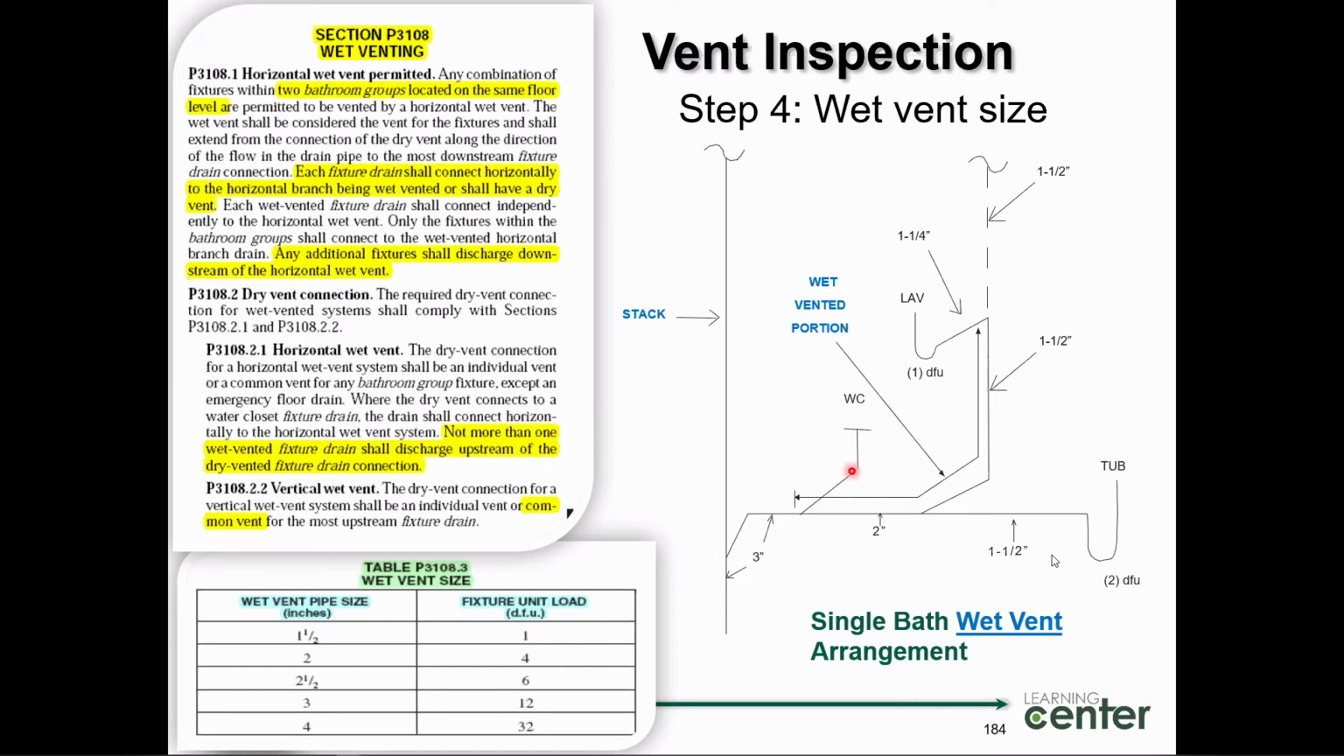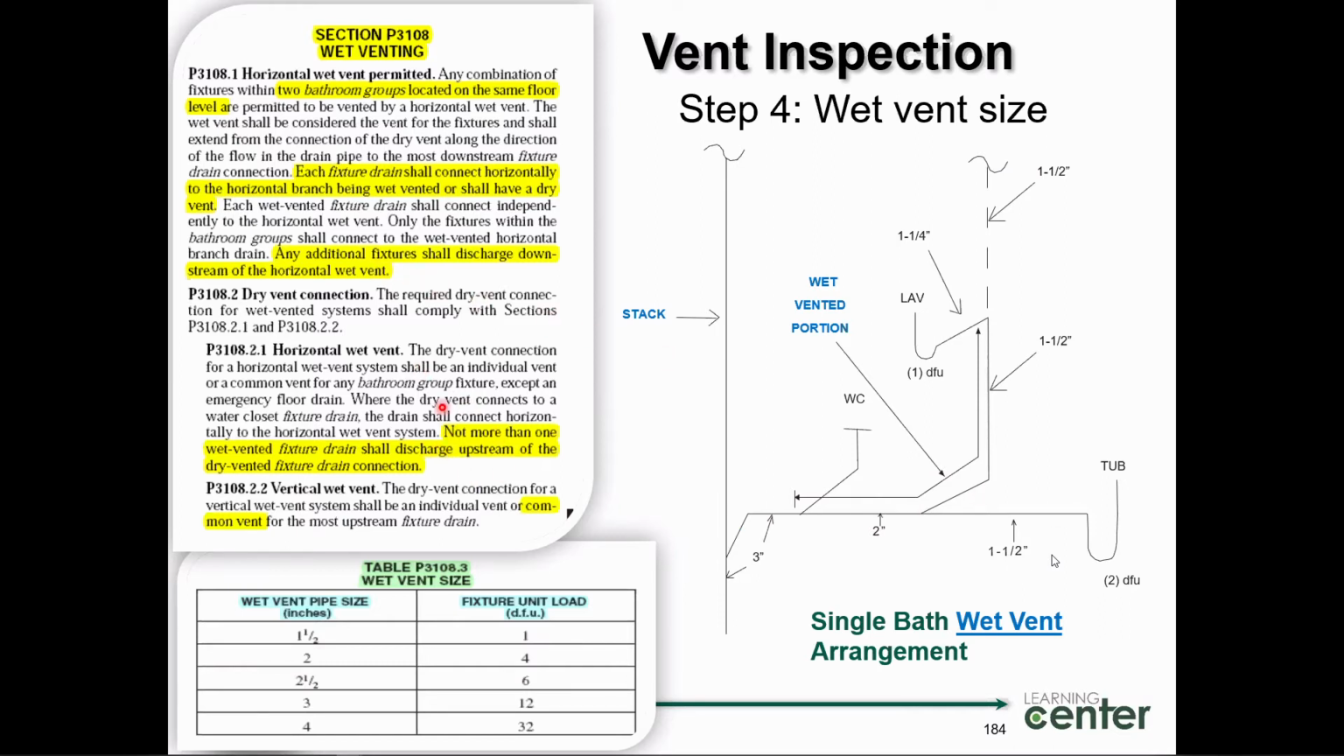Let me ask you a question. Does the water closet tie in horizontally to this pipe? Does this pipe tie in horizontally? The answer is yes. Does the tub tie in horizontally? Yes. Right? Okay. Well, wait a minute. The tub is upstream of this horizontal wet vent. Is that allowed?